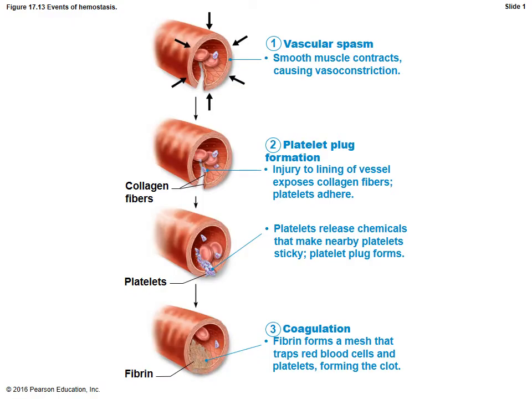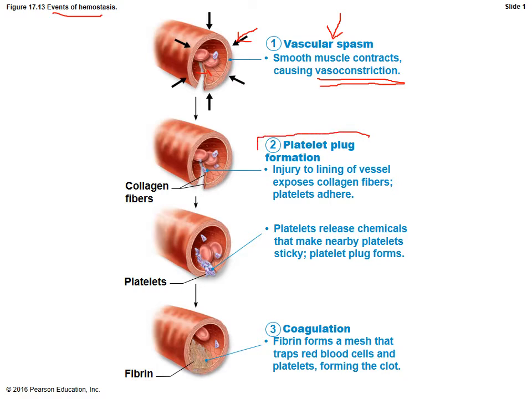I have another illustration right here showing you the events of hemostasis. So you can see in your first step, you're going to have your vascular spasm. Notice how the little arrows are pointing inwards to indicate the fact that the smooth muscle layer of your blood vessel is doing vasoconstriction. And at the same time, even though it's not really pictured here, you have your collagen fibers that are sticking out, making it easier for your platelets to adhere to the site of injury.